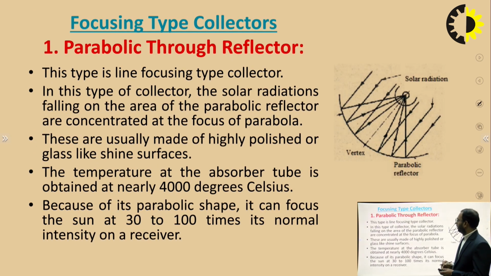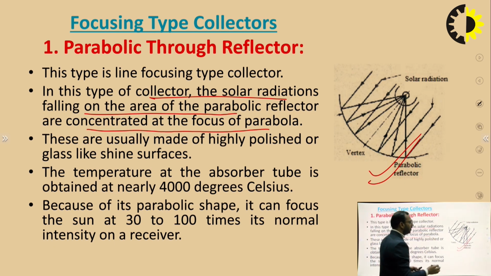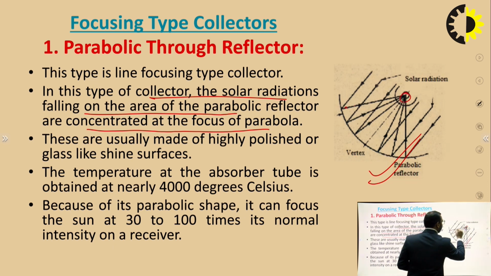If we are talking about parabolic trough reflector, this is the pictorial representation of this parabolic reflector. Basically, in this type of reflector, the solar radiation falling on the area of the parabolic reflector is concentrated at the focus of this parabola. So all the rays are finally focused on this parabola.